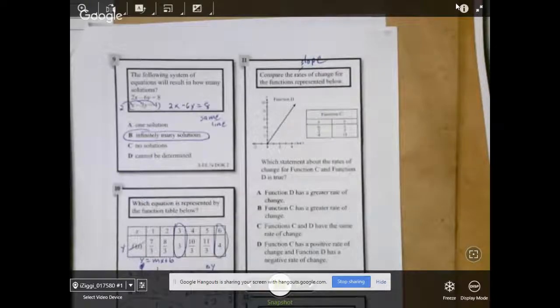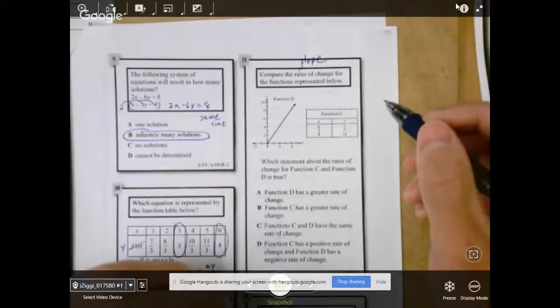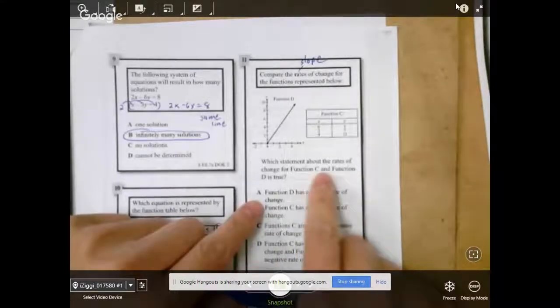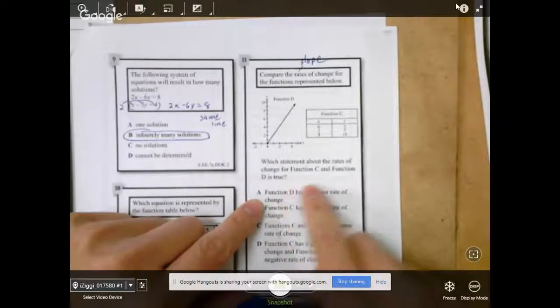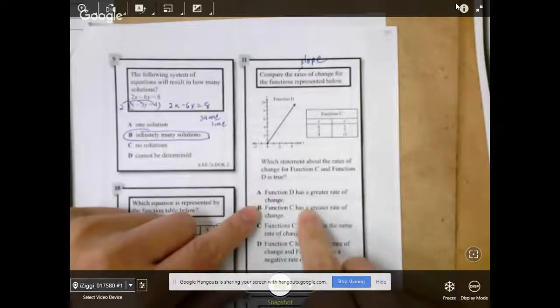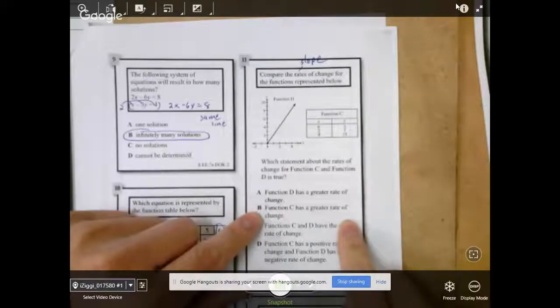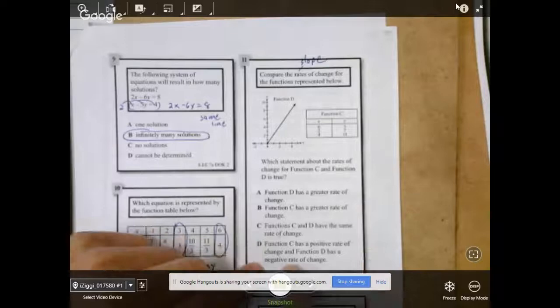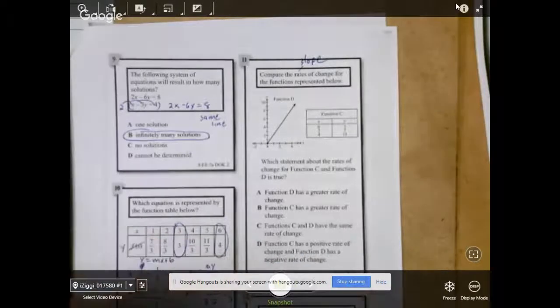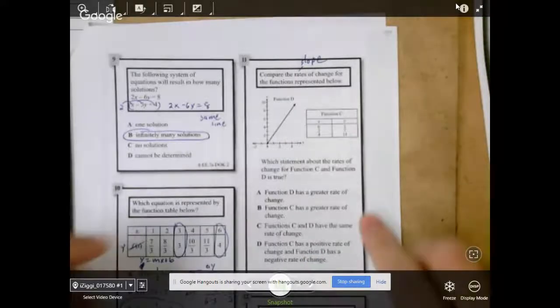Which statement about the rates of change for function C and function D is true? So, glance through the options. Function D has a greater rate of change. Function C has a greater rate of change. D and C have the same rate of change. C has a positive rate of change, and D has a negative rate of change. It just wants you to figure out what the rates are and which one's bigger.